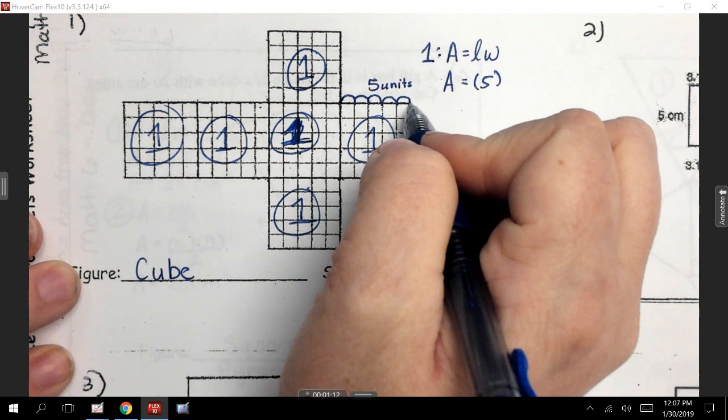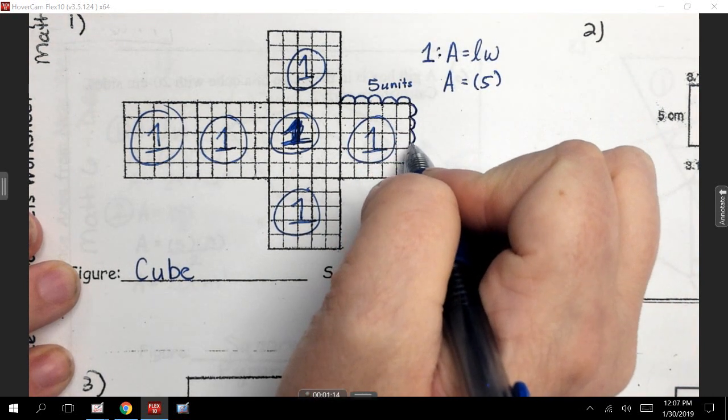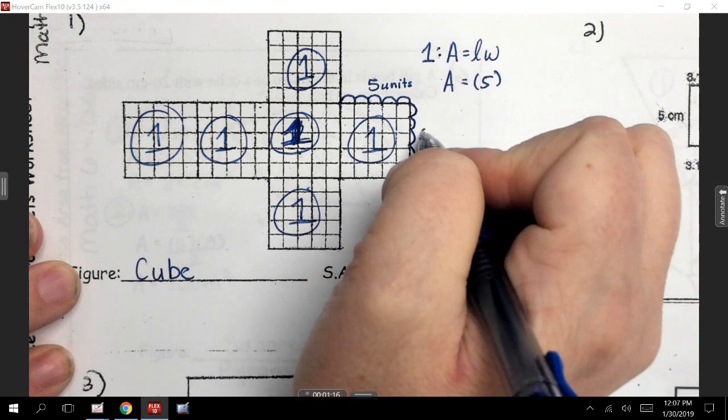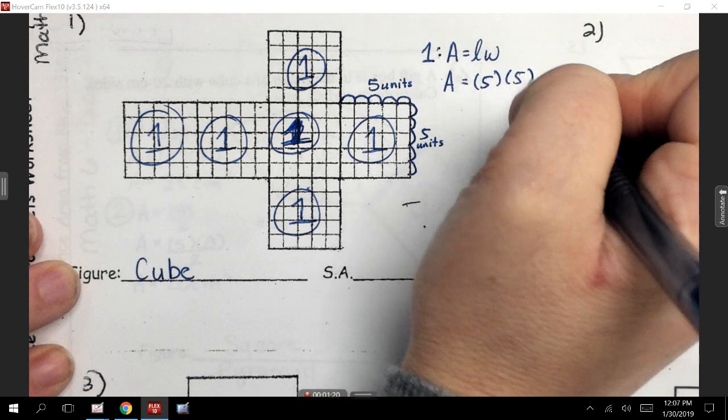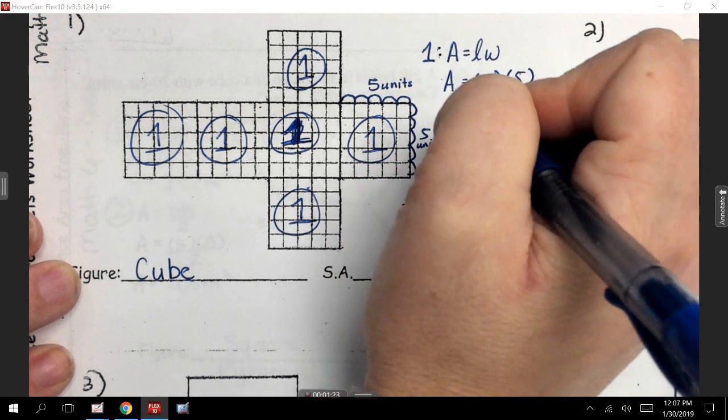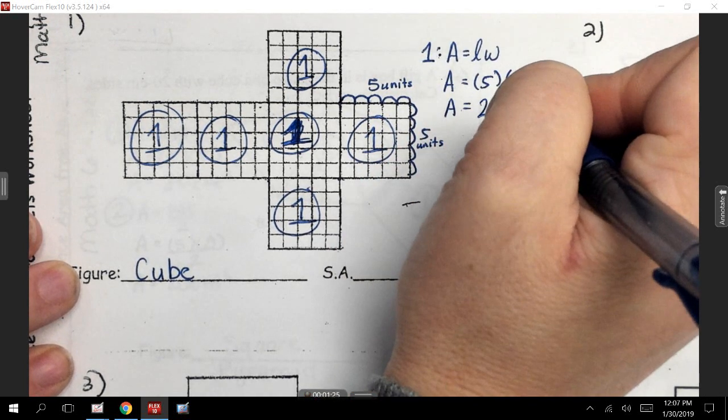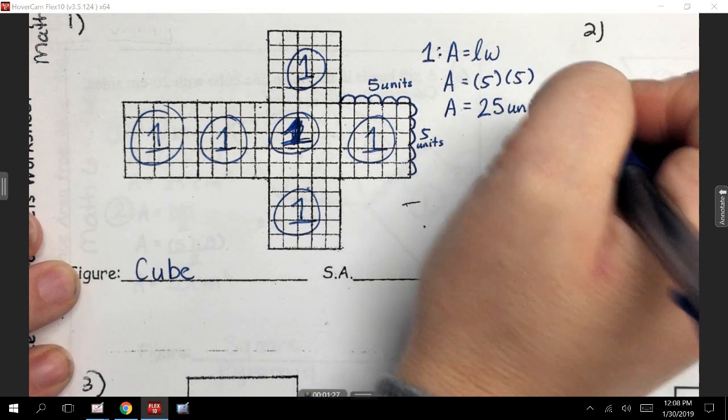And I'm going to count up and down. So 1, 2, 3, 4, 5. So I get 5 units here as well. So my width is also 5. So for my area, I get 5 times 5, which is 25 units squared.